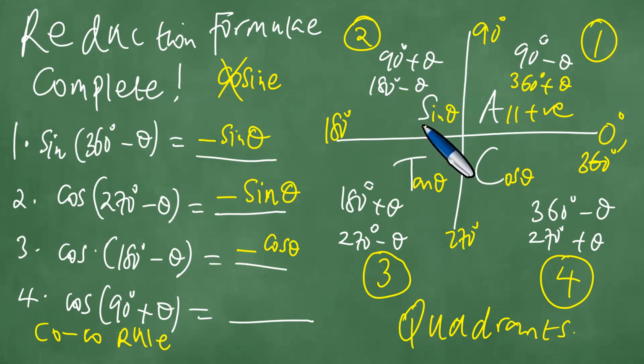It's only sine theta. So cosine is going to be what? Negative. But there's a co-function change. So we're doing co-function changes at 90 degrees plus in the second quadrant. If you have cosine, you remove the co by the Coco rule and you're left with the sine, and that becomes the sine of theta. Okay.